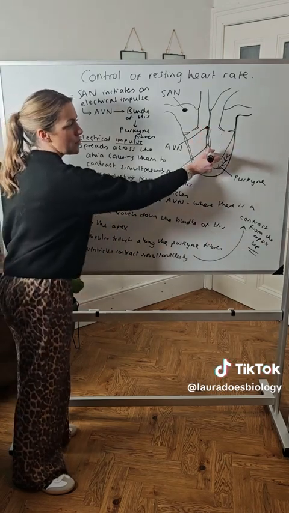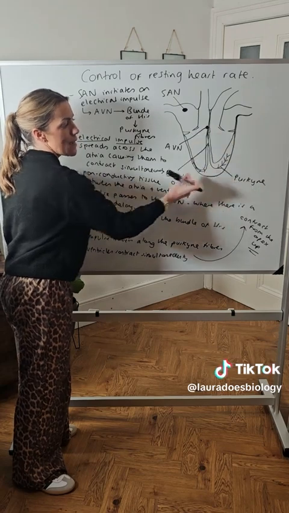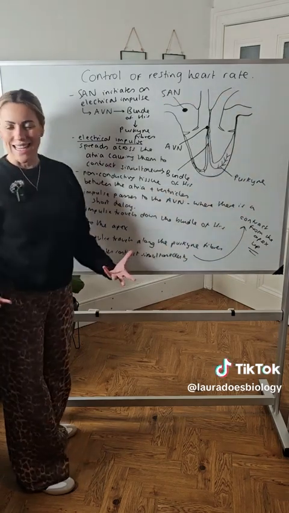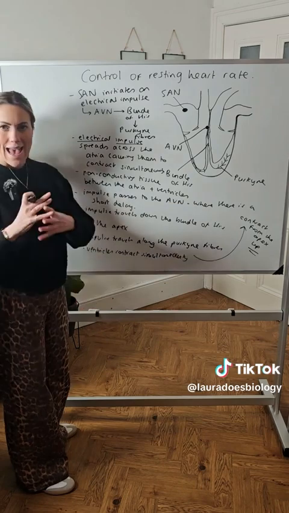Then we're going down the bundle of His, up the Purkinje fibres, making sure the ventricles contract from the apex up. And that's it. That's your control of resting heart rate explained.